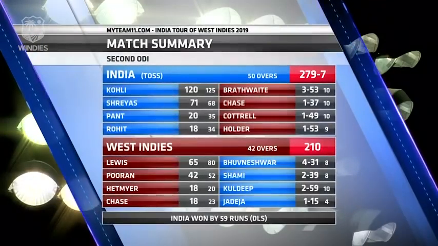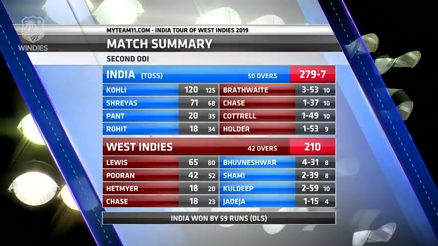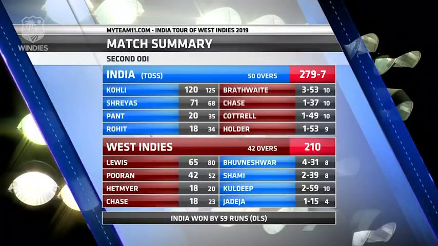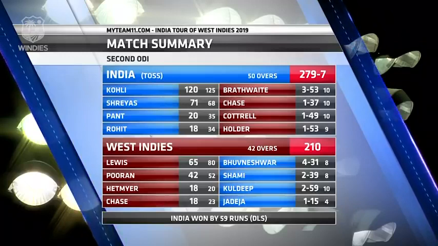So there we have it. India won the toss. They chose to bat. They made 279 for 7. The West Indies in reply could only get 210. India winning by 59 runs on the Duckworth-Lewis-Stern method.